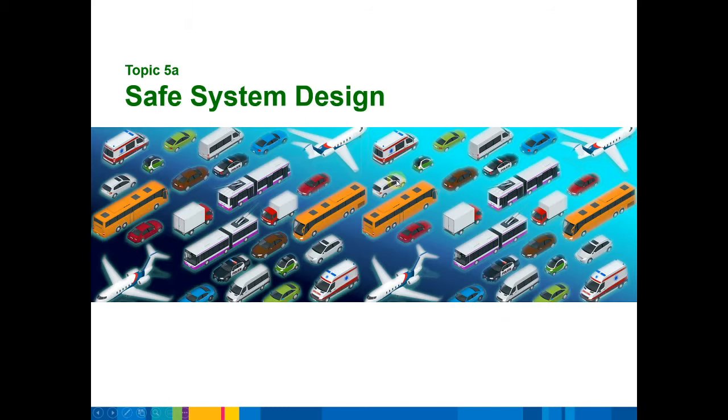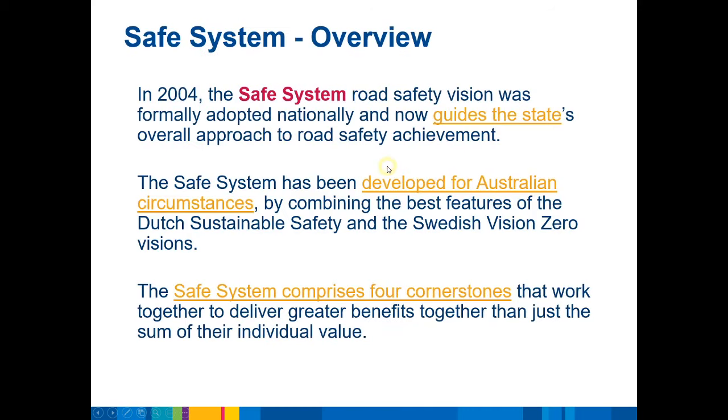So this is safe system design. What does it actually mean? In 2004, the Safe System Road Safety Vision was formally adopted nationally. It's Australia-wide, and it now guides the state's overall approach to road safety achievement. Safe System has been developed for Australian circumstances, and it combines features from elsewhere in the world. So there's the Dutch Sustainable Safety and the Swedish Vision Zero visions or developments.